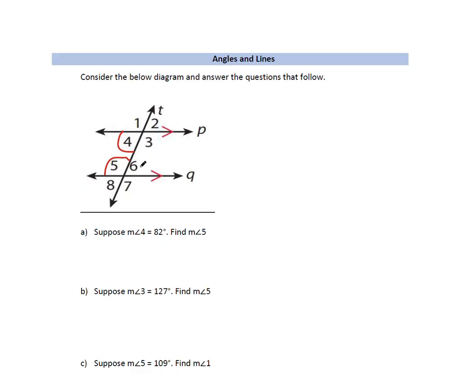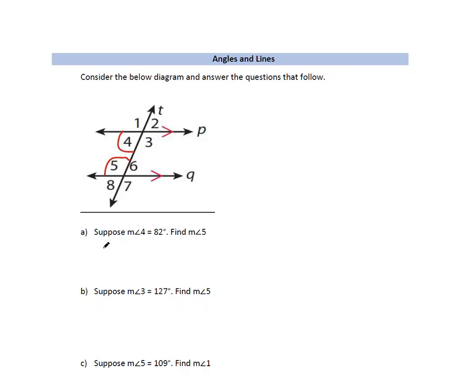What we realize about these angles, 4 and 5, is that they are both inside of the two parallel lines, P and Q, and they are on the same side of the transversal. Because angles 4 and 5 are within the two parallel lines, they are interior angles. Furthermore, because they are on the same side of the transversal T, they are same side angles. So angles 4 and 5 are same side interior angles.